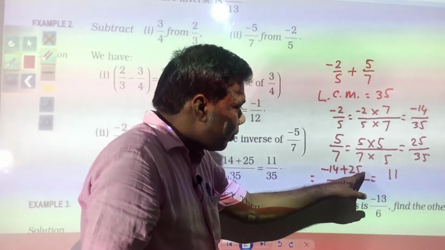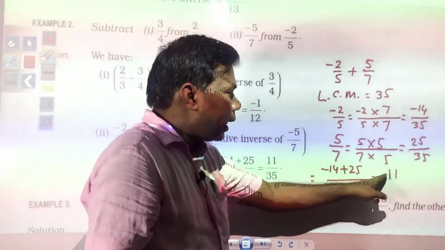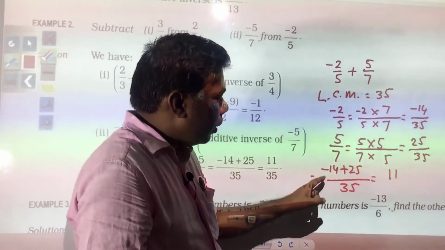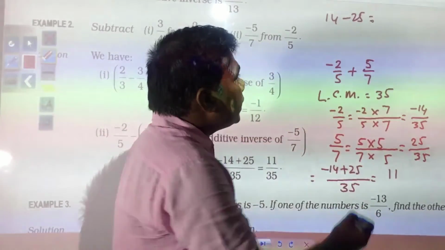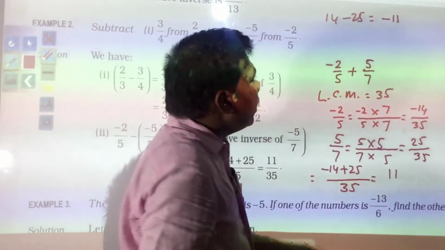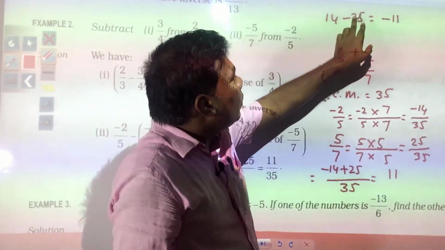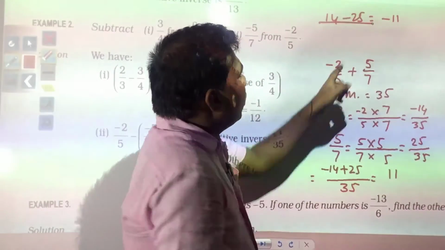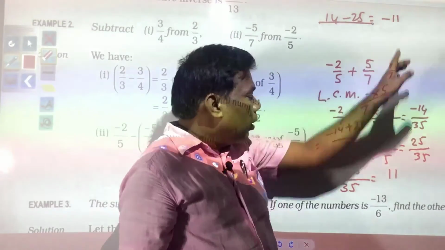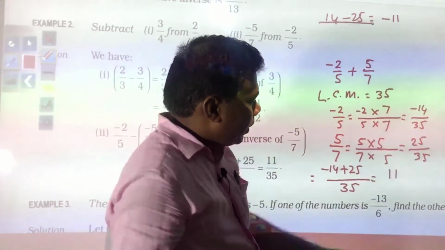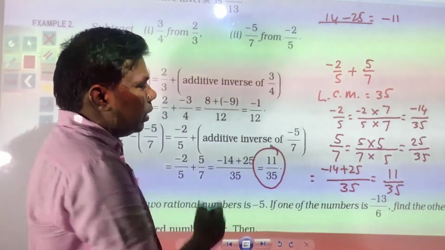Why? Because 25 is the bigger number, and with 25 we have a plus sign, and that is why we will be having a plus sign. Suppose if we would be having 14 and minus 25, then our answer would be minus 11. Why? Subtraction we will do and sign we will see of the bigger number. So in this case we have a minus sign with 25, so we would be having minus 11, but here we have plus, that is why 11 by 35 we will get, and this will be your answer. So in this way this is required to be done.